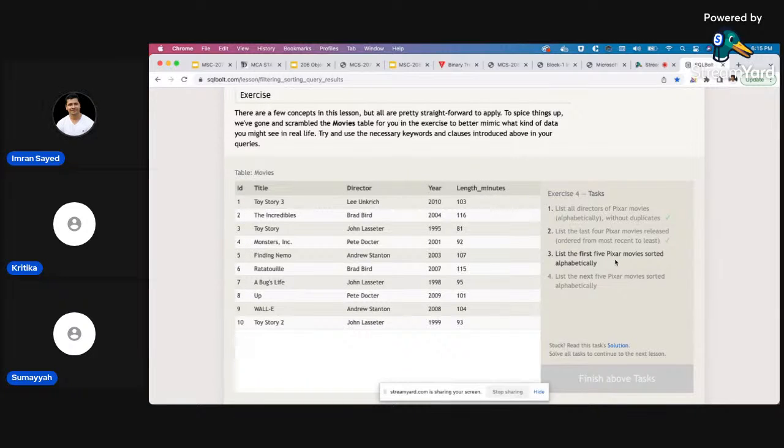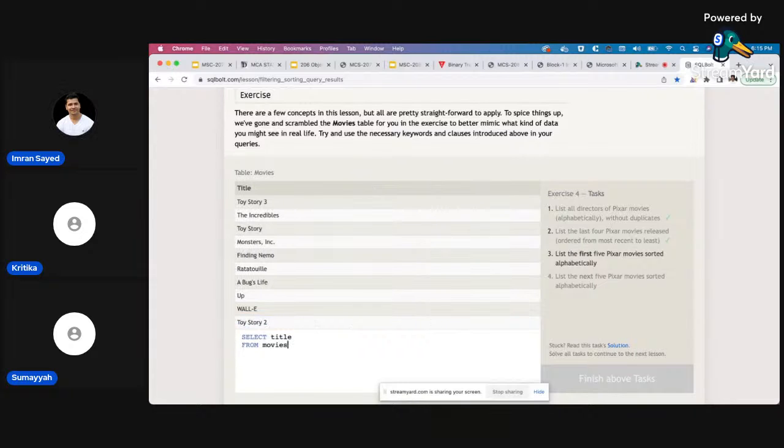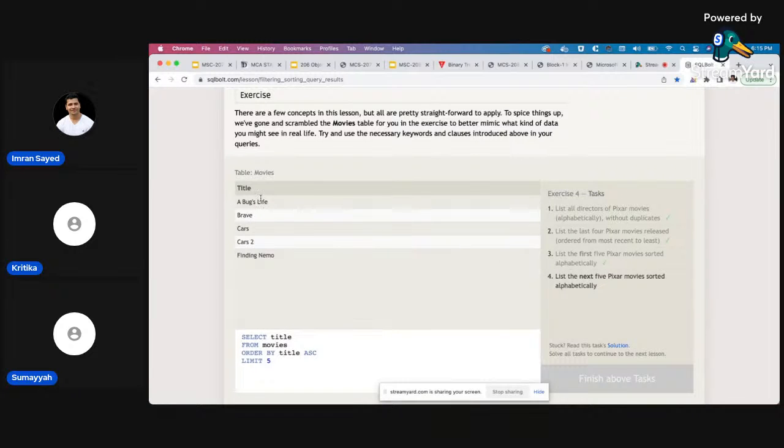Then list first five Pixar movies sorted alphabetically. So again, select title from movies and sorted alphabetically, so order by. You have to specify the column name: order by the title column. In which order? Ascending order, because you want alphabetically. And what do you want? You want the first five, so you put limit five. So that's your first five movies in ascending order. So that's also checked.